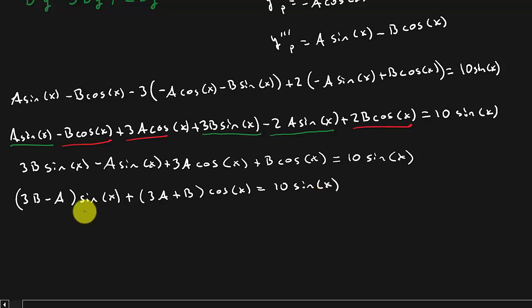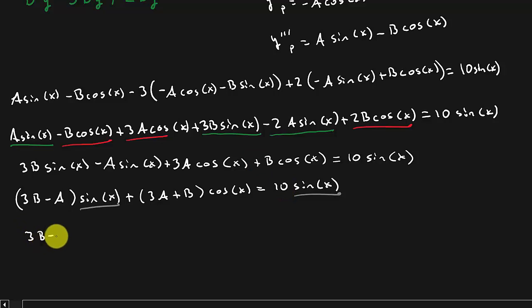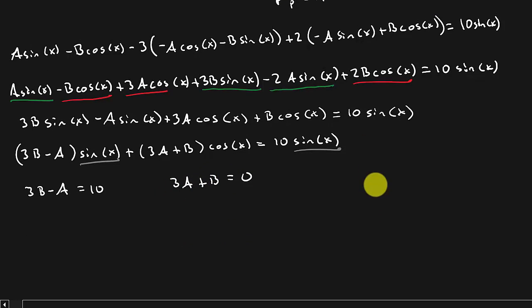All right, so now let's look at this. You see the sine x here and the sine x here? Look at what's in front of them. So this tells me 3b minus a has to equal 10. And then there's no cosine, so this means that 3a plus b has to equal 0. And so this tells me that 3a is equal to b. So b is 3a.